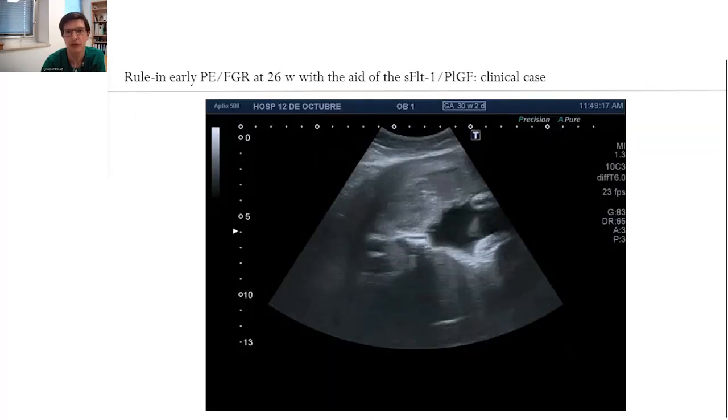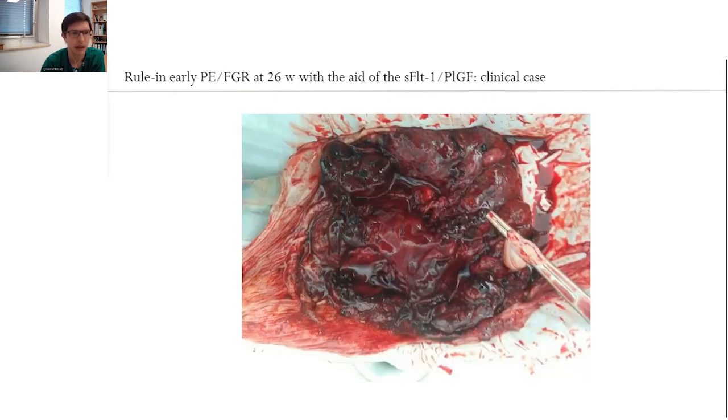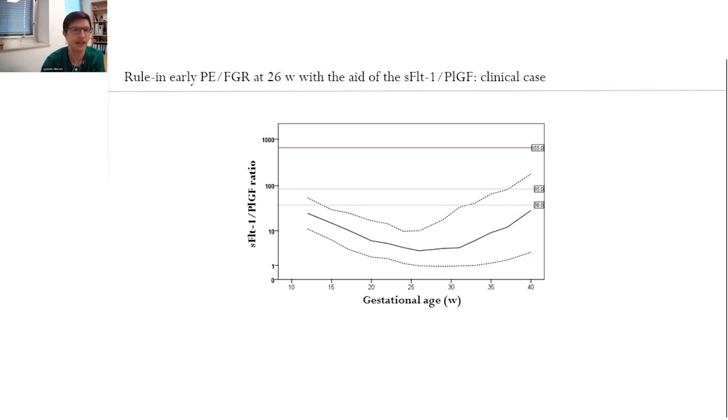And the abruption was confirmed, as you can see here. And what can we learn from this case? First, that we faced a high ratio. We have time to educate the patient in the signs and symptoms that may alert her. And of course, if we are not in a tertiary hospital, we should assure tertiary hospital surveillance for this patient, because she's going to develop a complication, and probably an early complication.